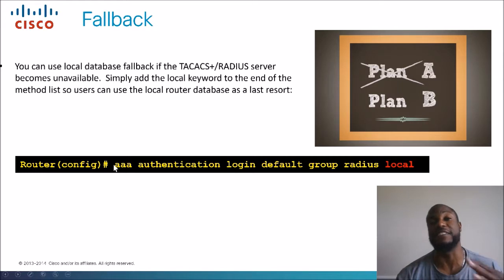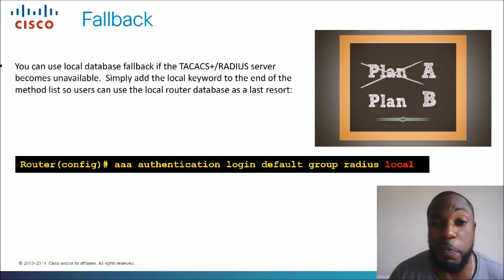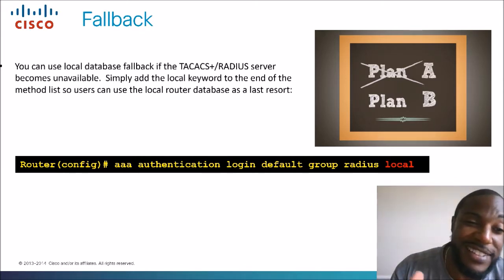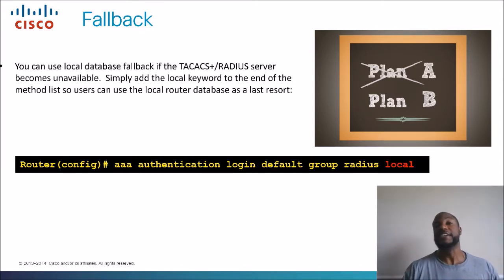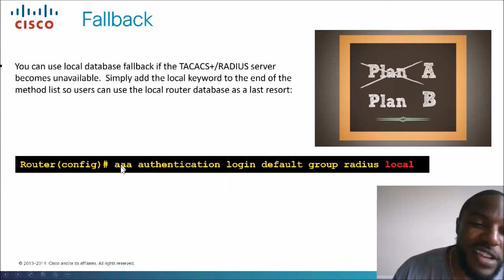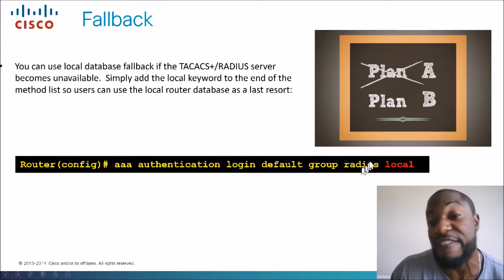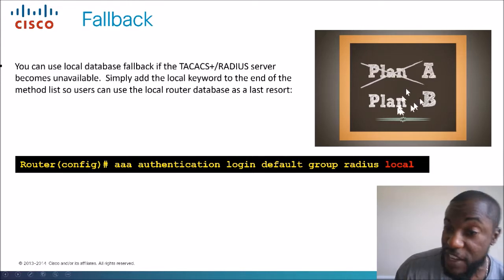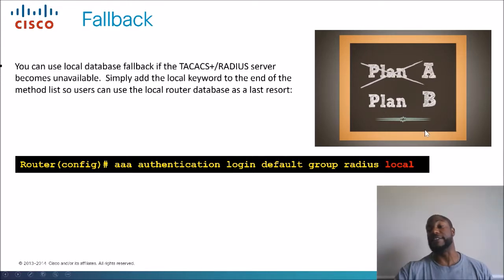Y'all know how I like to just break it down in simple layman's terms, or my southern drawl speak, however you want to say it, before I start giving you these technical terms from the Cisco white papers and stuff. But anyways, you would type in AAA authentication login. By default, we're going to log on to the Radius server, and in the case that fails, fall back to the local usernames and passwords. And that's what that is. So when plan A fails, let's go to plan B. That's basically what it is.